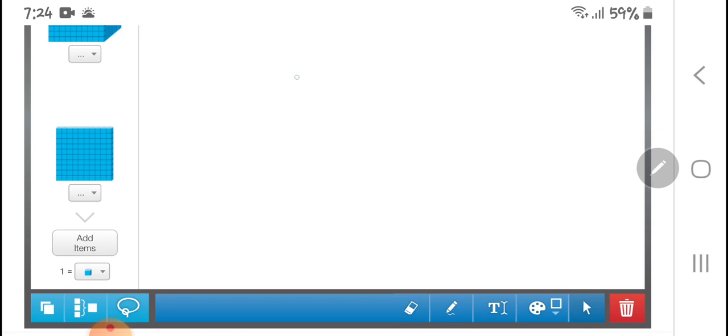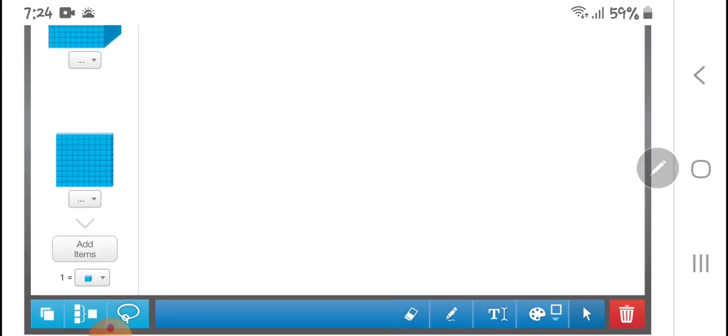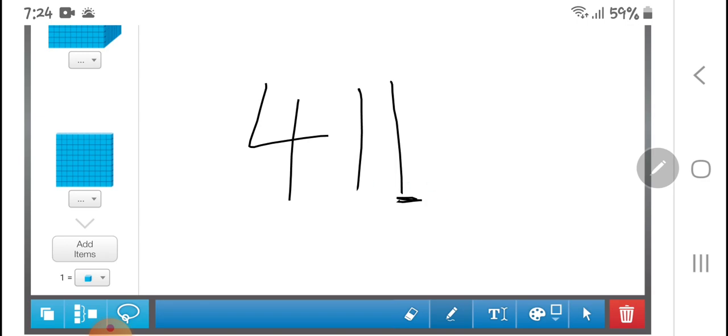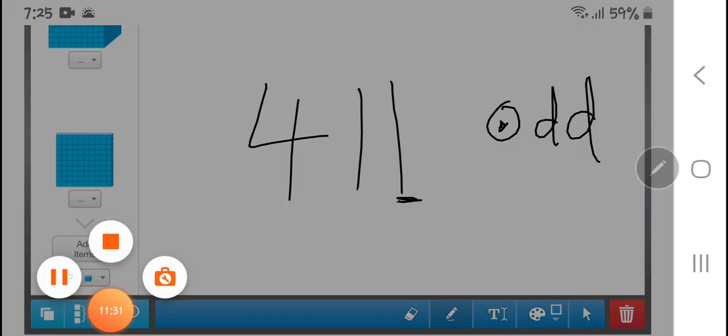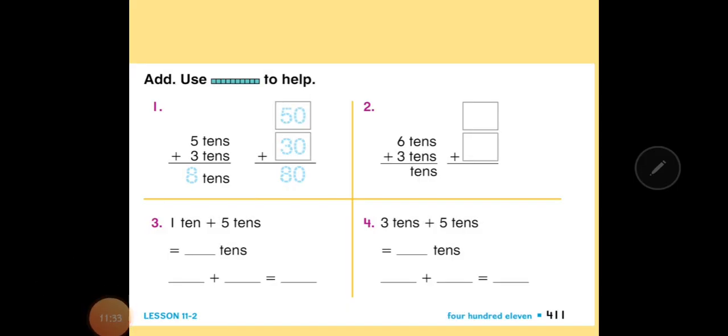How many hundreds? 4. How many tens? 1. How many ones? 1. Okay, 11. Now, is this number odd or even? Look at the ones. It's only 1, like odd. So it's an odd number. Okay, we are back to page 411.